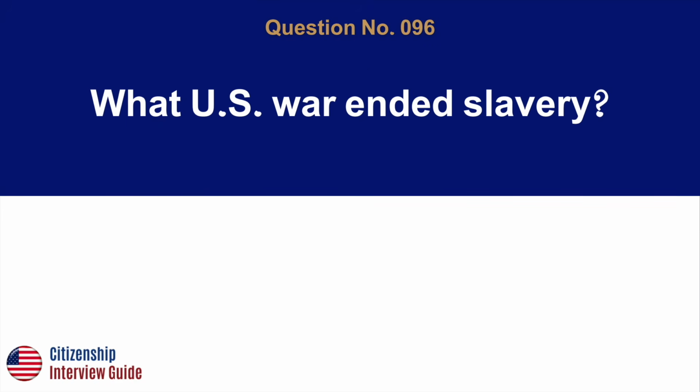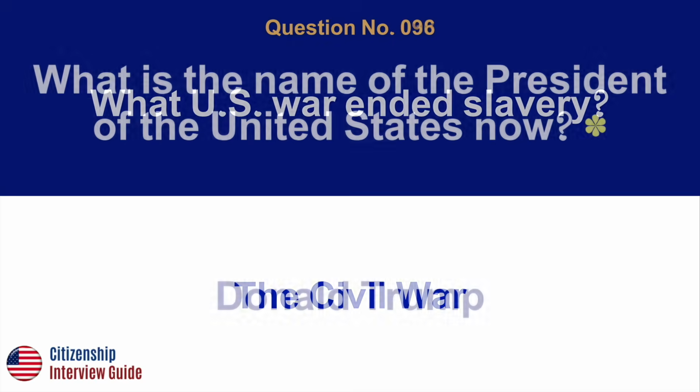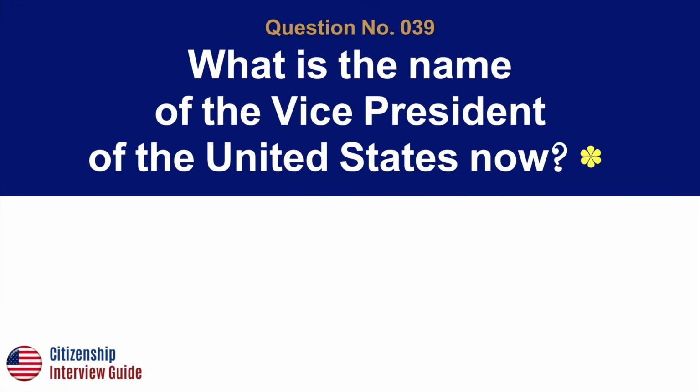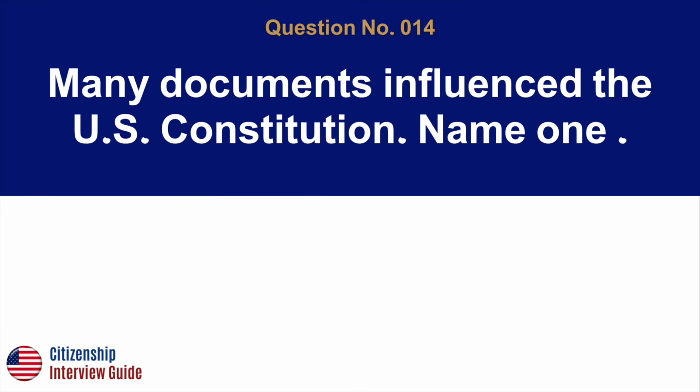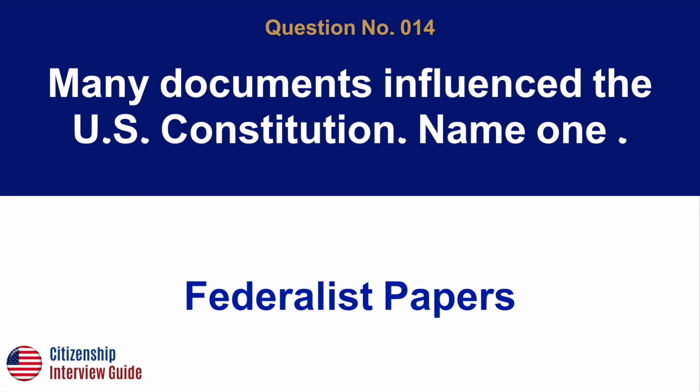What U.S. war ended slavery? The Civil War. What is the name of the Vice President of the United States now? J.D. Vance. Many documents influence the U.S. Constitution. Name one. Federalist Papers.